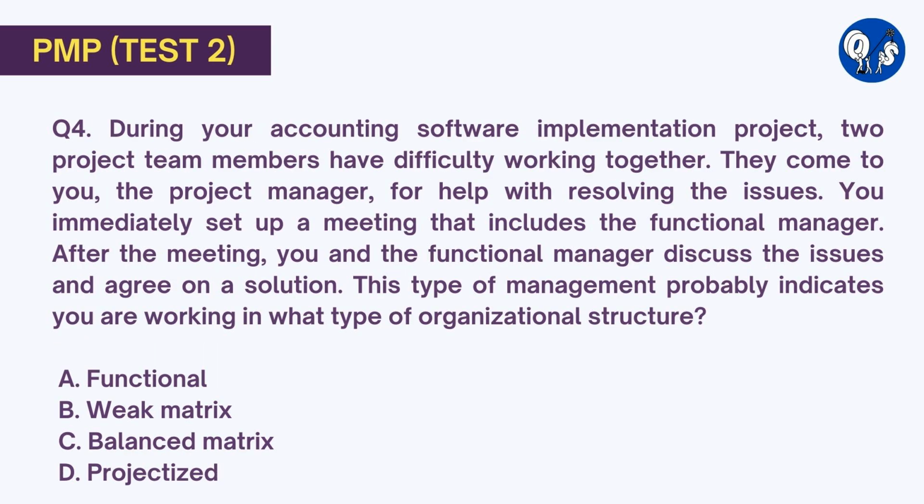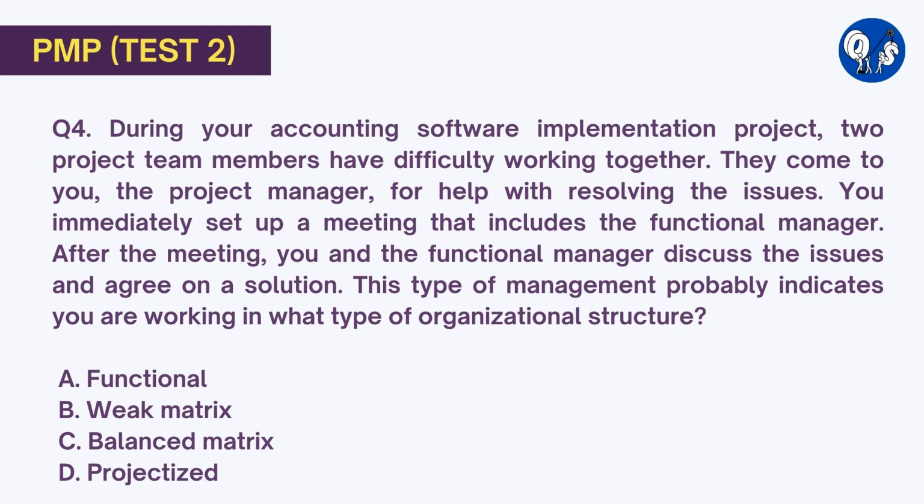Question number 4. During your accounting software implementation project, two project team members have difficulty working together. They come to you, the project manager, for help with resolving the issues. You immediately set up a meeting that includes the functional manager. After the meeting, you and the functional manager discuss the issues and agree on a solution. This type of management probably indicates you are working in what type of organizational structure? A. Functional. B. Weak matrix. C. Balanced matrix. D. Projectized.